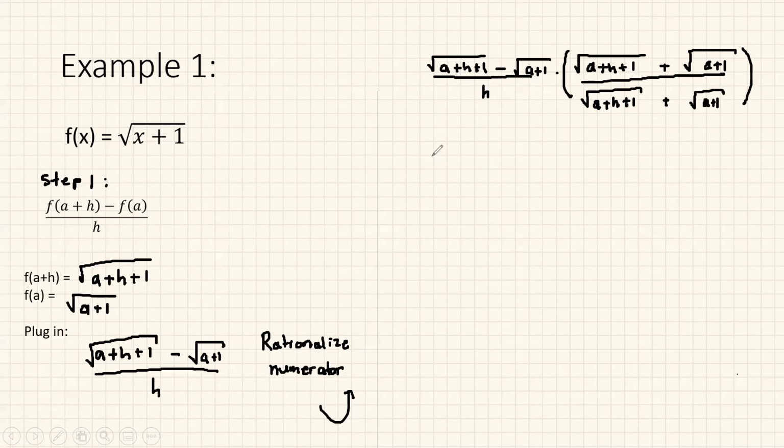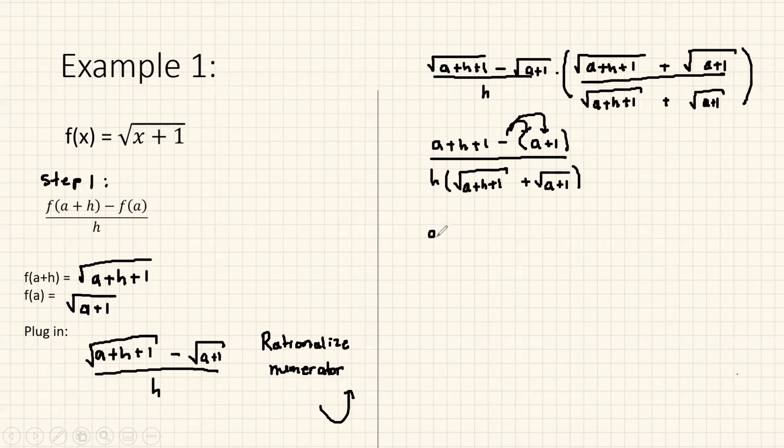Then we multiply, so we are left with a plus h plus 1 minus, in our parentheses, a plus 1, over h times the square root of a plus h plus 1 plus the square root of a plus 1. And we distribute our negative sign here in the numerator. So a plus h plus 1 minus a minus 1, all over whatever we have here at the denominator.